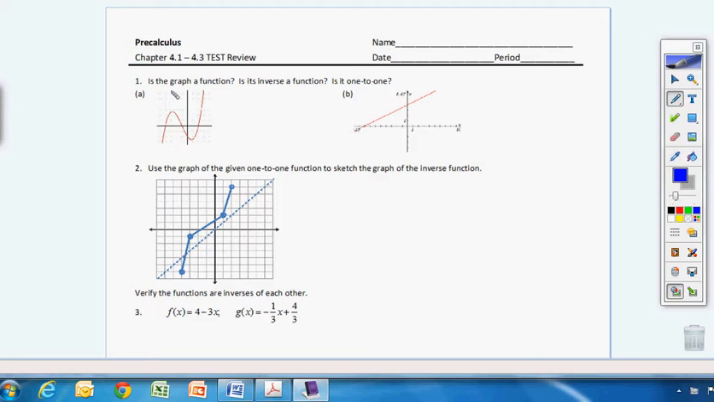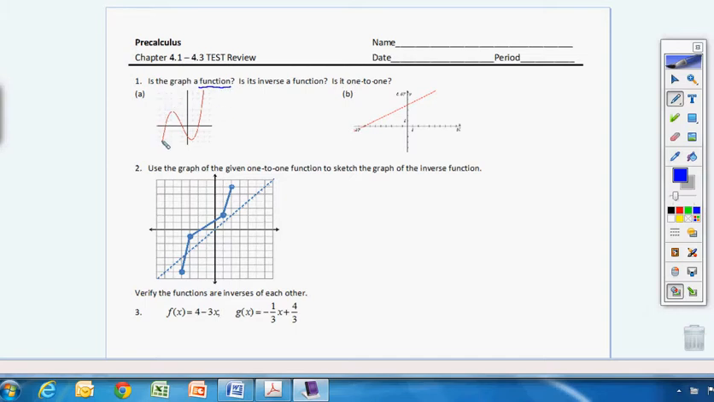Right, let's review 4.1 through 4.3. Okay, starting with number 1, we have to look at these graphs and identify if it's a function, then if its inverse is a function, and if it's one-to-one. So first, to find if a graph is a function, that's going to be the vertical line test.